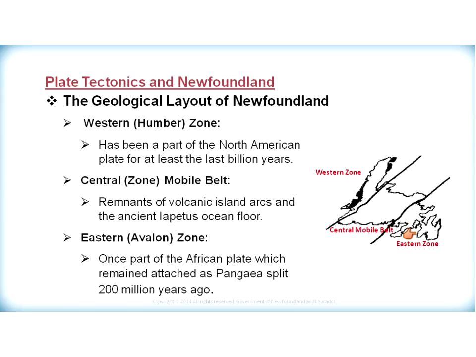And we see the eastern section of Newfoundland, which was once part of the African plate that got left behind when convection currents rifted within the African plate, and it left a small portion of the African plate behind when Pangea broke apart approximately 200 million years ago. So in review, we see the Western Zone, which is the North American plate. We see the Central Mobile Belt, which is the center part of Newfoundland, which was the remnants of the old ancient ocean floor, the Iapetus Ocean. And we see the eastern portion of Newfoundland, called the Eastern Zone, and this was once a part of the African plate that got left behind.